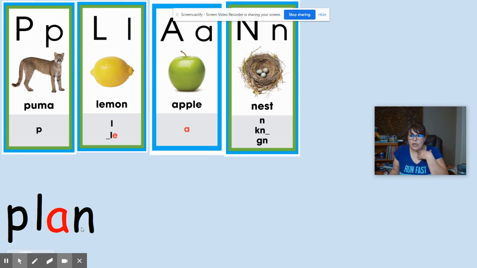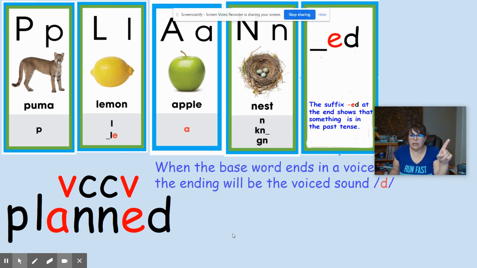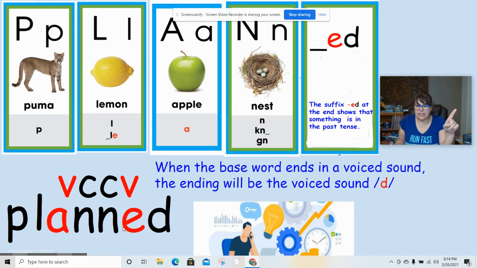So it is voiced. Now I'm going to follow the same pattern of doubling the consonant because it's one syllable. It has a short vowel and it has one consonant. So I need to follow the same pattern, but now I know it's voiced. When the sound is voiced, like in this case the N, the ed makes the d sound. The e is silent, so it makes the d. So we say planned. Planned is still one syllable.